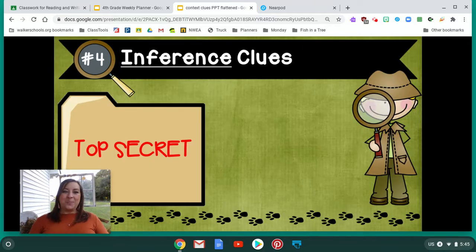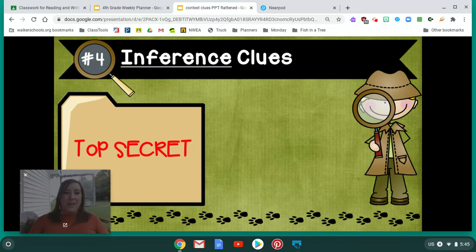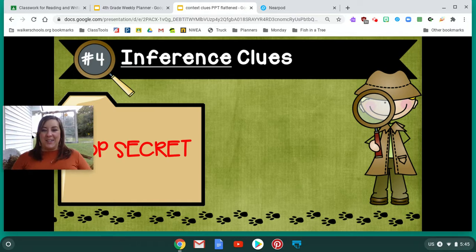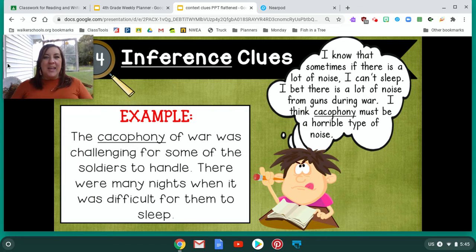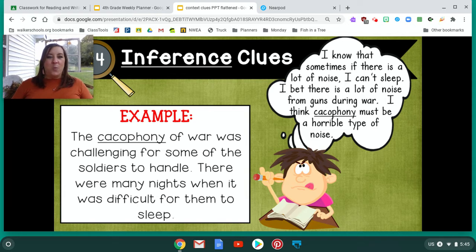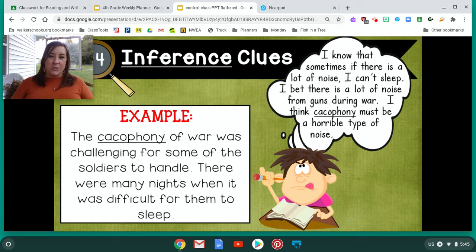Our next context clue is an inference clue. With an inference clue, we have to look at the details that are in the sentence to help us figure out what's going on. Here's an example. I know sometimes if there's a lot of noise, I can't sleep. Remember that little tidbit. The cacophony of war was challenging for some of the soldiers to handle. There were many nights when it was difficult for them to sleep.